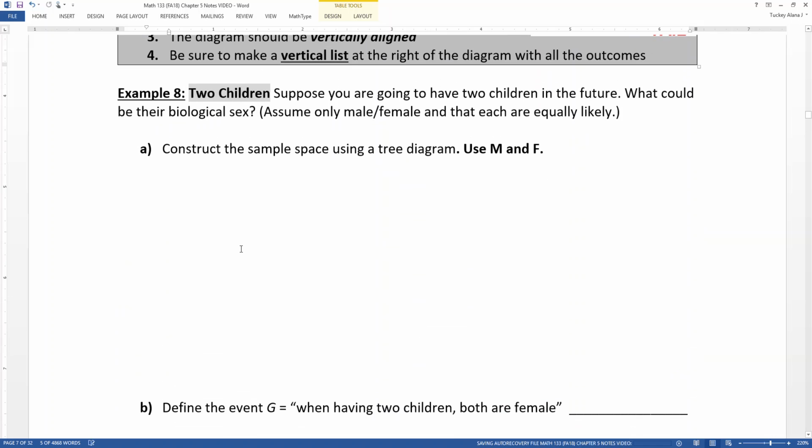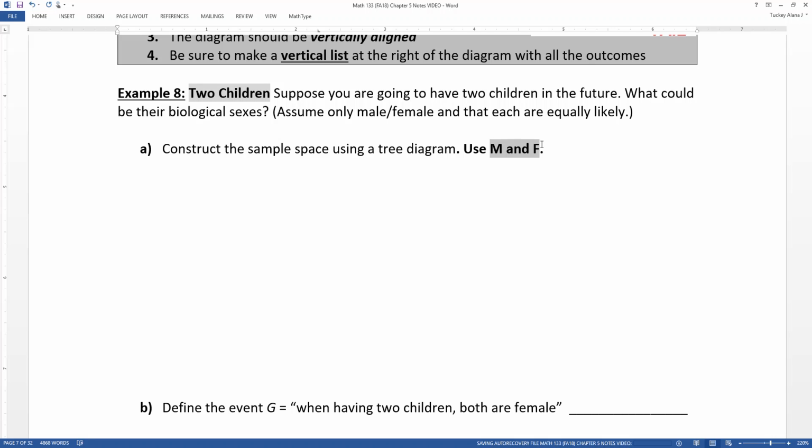All right, so let's do this together for two children. So suppose you're going to have two children in the future. What could be their biological sexes? Plural, because you're trying to come up with this probability experiment. So we're going to assume, for the purposes of this problem, only male and female, which we will denote M and F. It's really common to simplify things down to just simple letters for these problems, because otherwise they can get pretty ugly. We're also going to assume that they're equally likely.